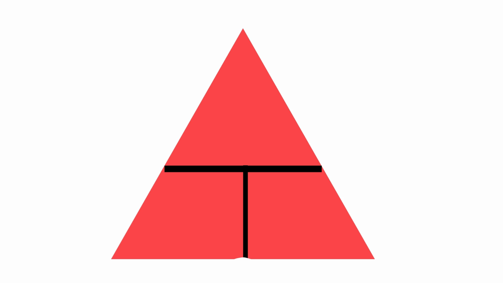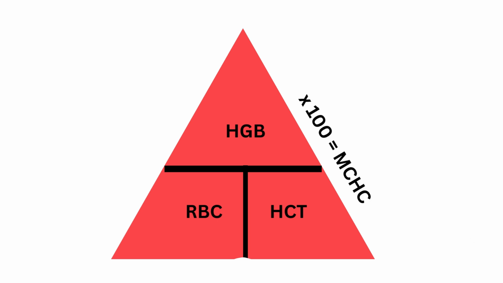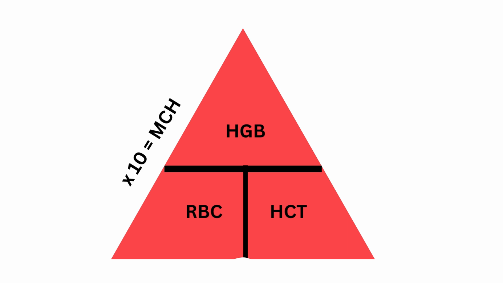You might like this memory tool using the triangular method. Hemoglobin and hematocrit on the right side, hemoglobin over RBC count on the left side. On the right side, H and H times 100 is the MCHC. On the left side, hemoglobin over RBC count times 10 is the MCH.